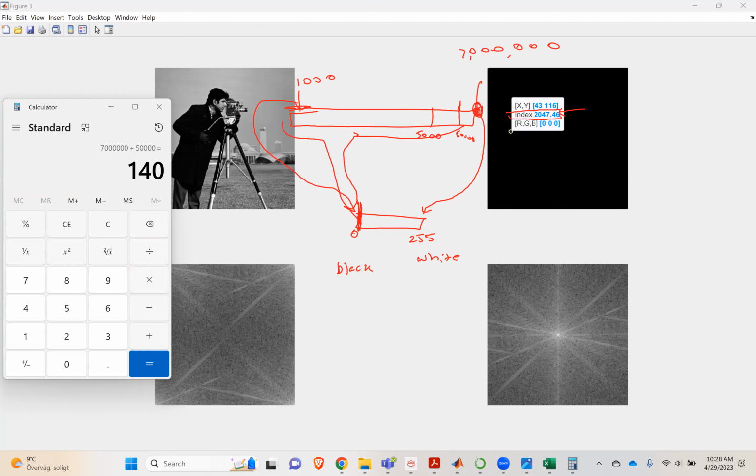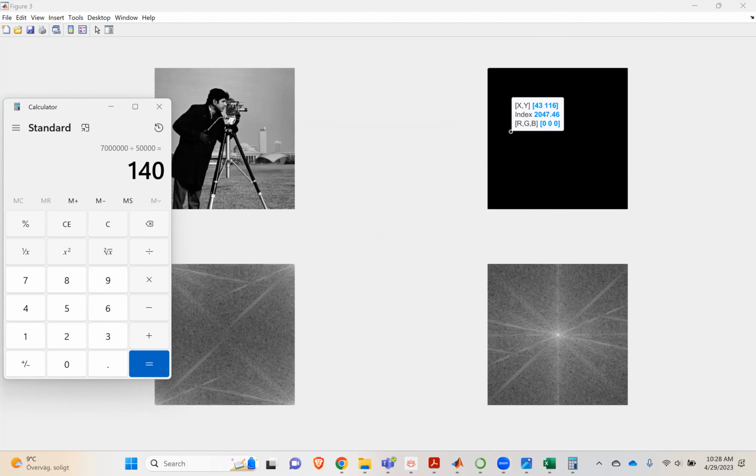Okay. So we cannot see anything, so we need to come up with a solution. What we can do is take the log. What log does is, we can draw you something.